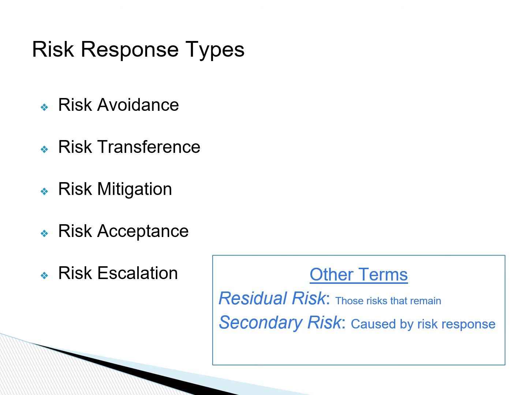There are a couple of other terms that you need to know. One is called residual risk. This is after we address the risk that is identified, there may be some remaining risk, and that's called residual risk. The other term is secondary risk, which is the risk that is introduced when we implement our response to the risk.